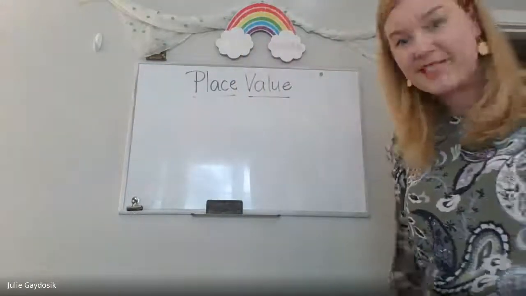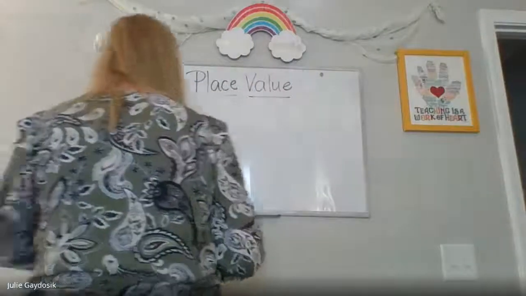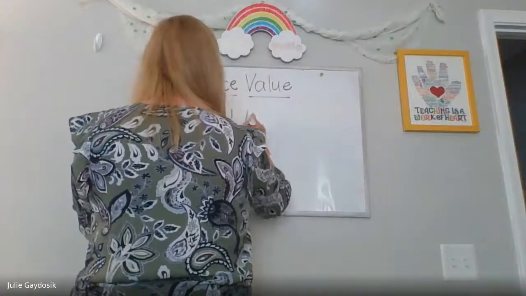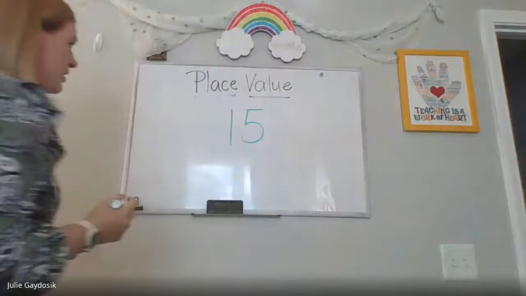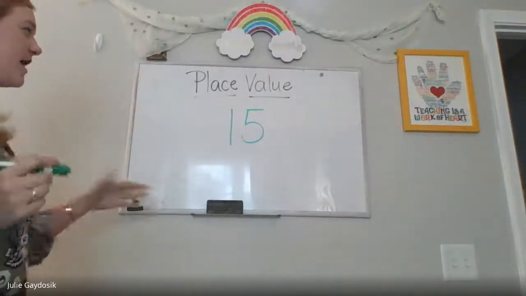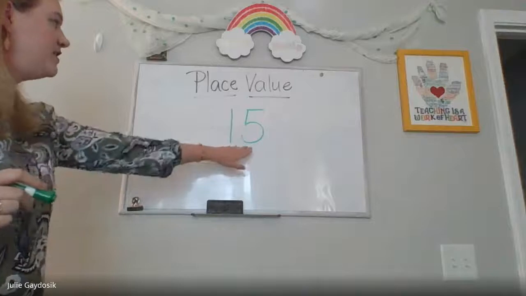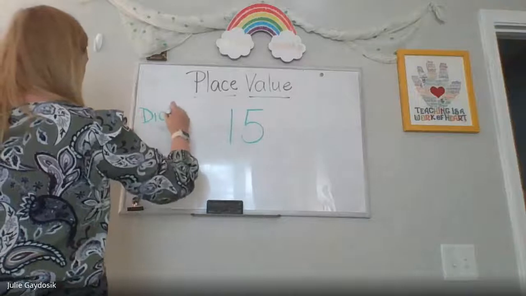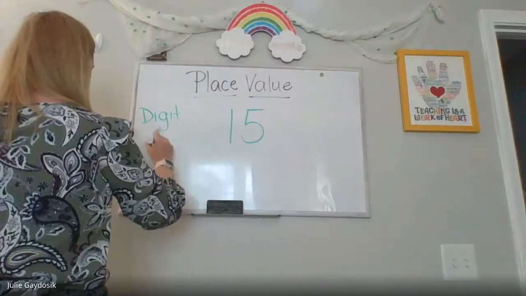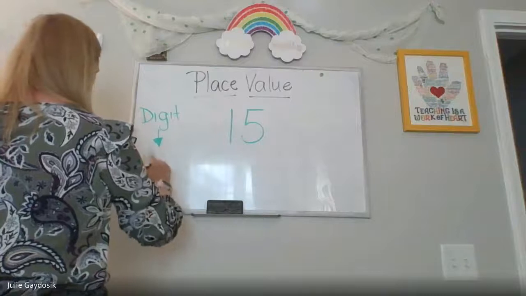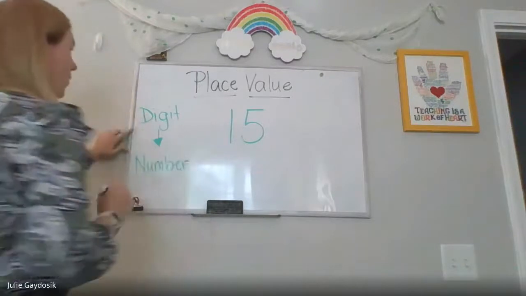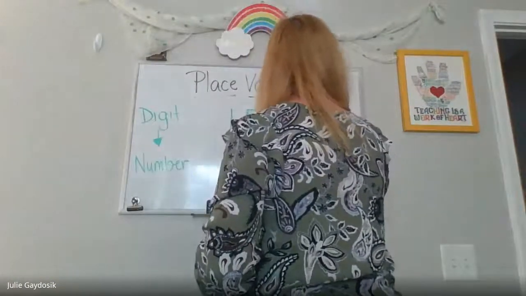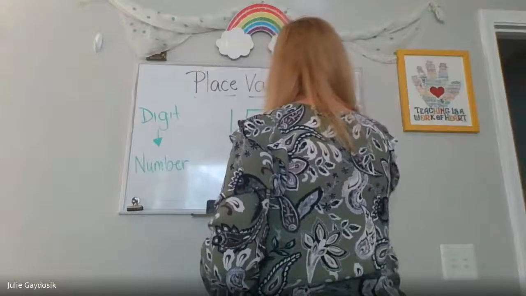So what is place value? When you're looking at numbers, say our number is 15. Place value is talking about the value of a digit, and remember, a digit is a number. So it wants to know the value, or what it's worth. So what it's worth, how many is that?